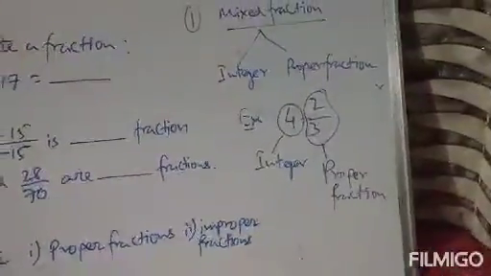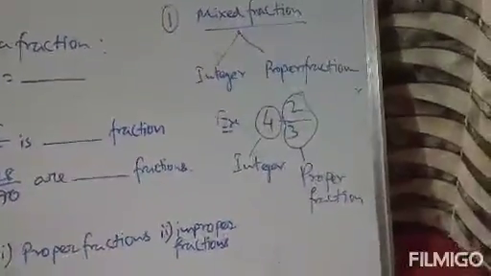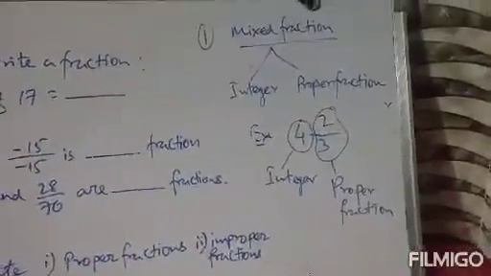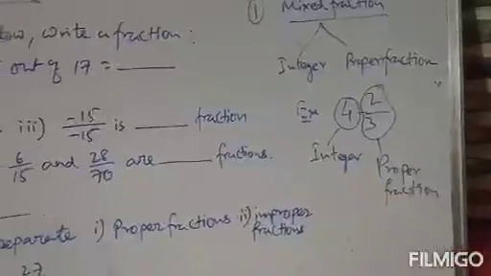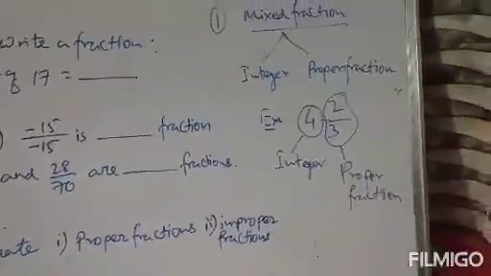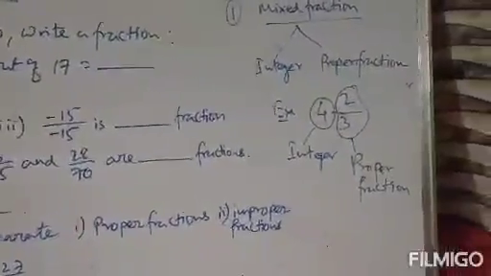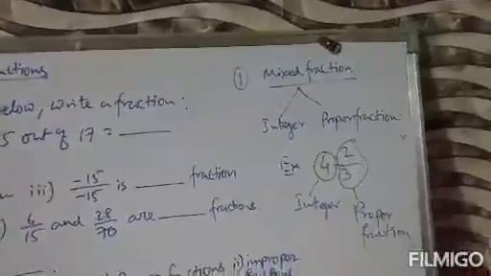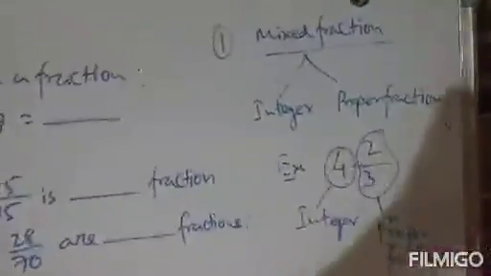because a proper fraction is a fraction whose numerator is less than its denominator. So in 2 by 3, the numerator is 2 and the denominator is 3. That is, the numerator is less than the denominator, so it is a proper fraction. That means 4 is an integer and 2 by 3 is a proper fraction, so it is a mixed fraction because it consists of one integer part and one proper fraction part. So this is the third category.